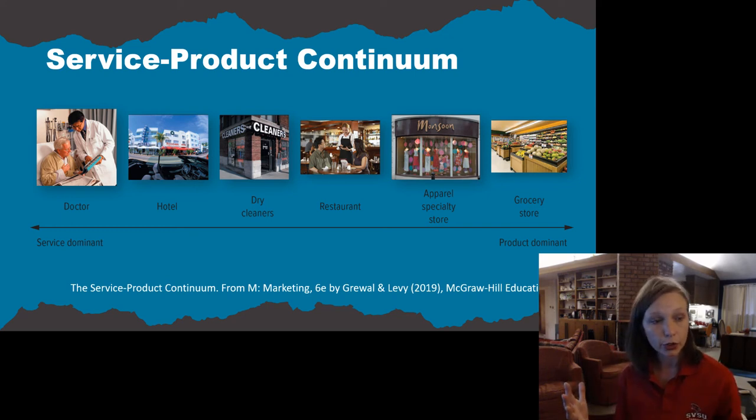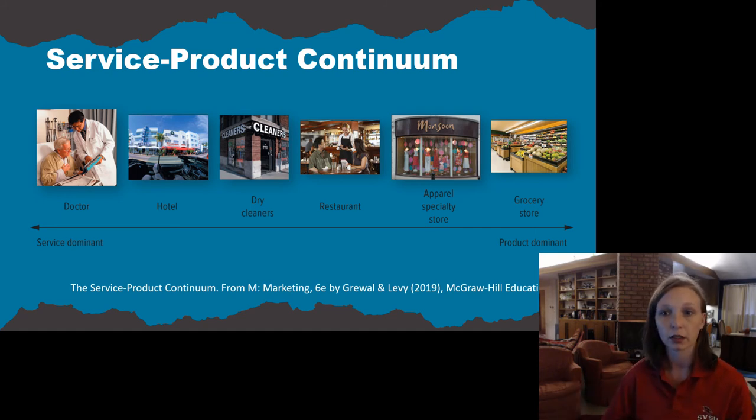Pure goods and pure services are actually kind of rare, so we have a bit of a continuum here. When we think about products, we can think of a lot of them as a combination of goods and services, especially since with augmented products, even a pure good will have some services associated with it.